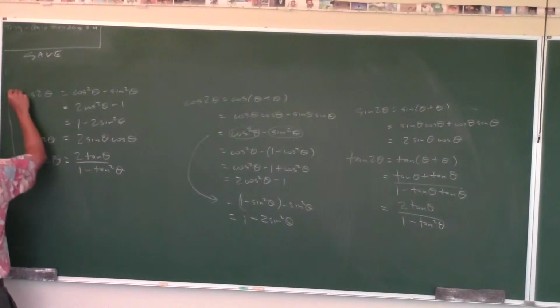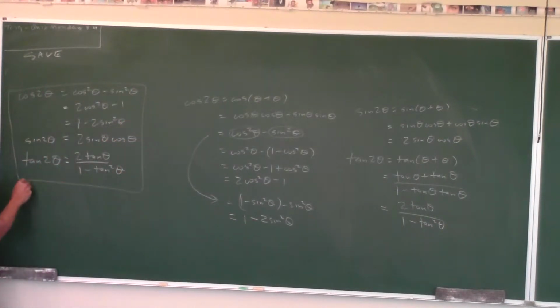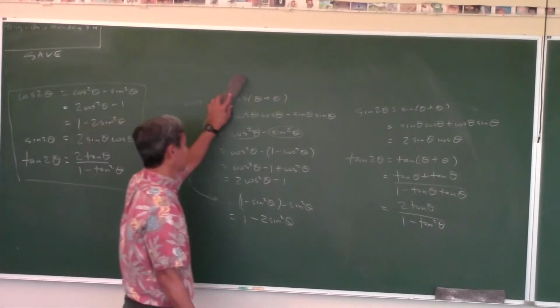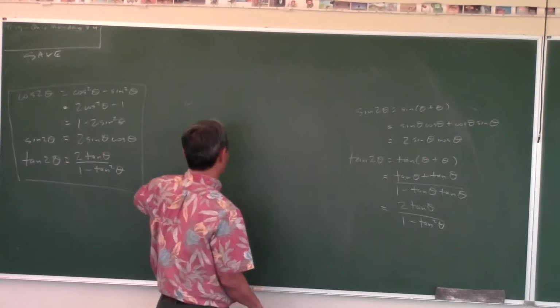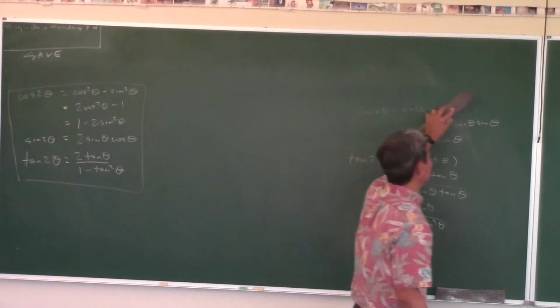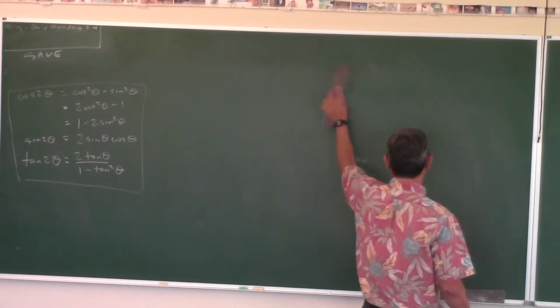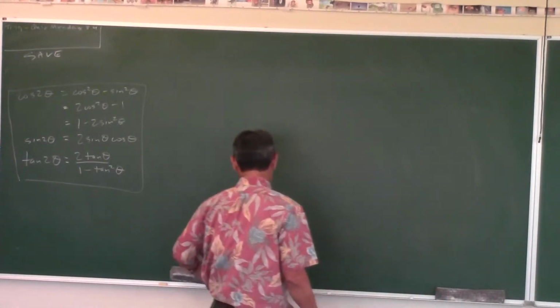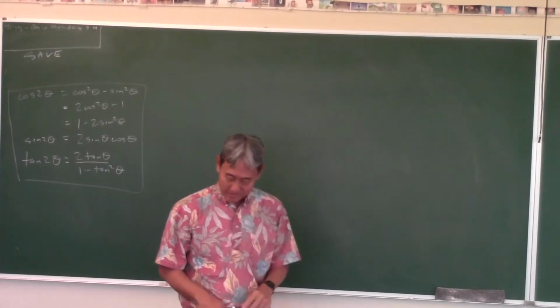So these are the double angle identities. You have them on your identity sheet. It's printed in the book. But like I said, ultimately we want to have these memorized. Now, what kind of problems can you expect to see tonight?